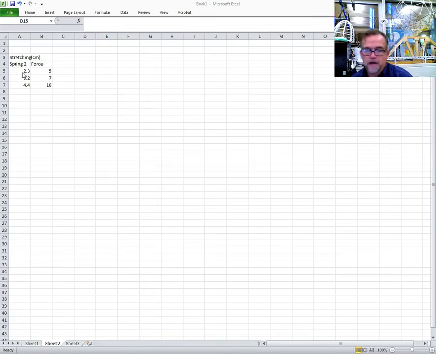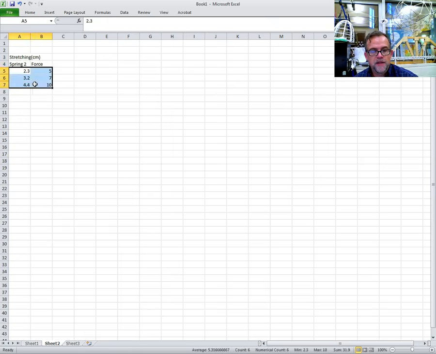Okay, so I'm gonna show you the results that I got for the Spring 2. PPT plus webcam. Okay, perfect. Here I have my Excel page here, and this is the stretching that I measured for the Spring 2, which is not a spring, you know that, right? It's just 2 rubber bands. So for a force of 5 Newton, I got a stretching of 2.3 centimeters. For a force of 7 Newton, I got 3.2 centimeters, and for a force of 10 Newtons, I got 4.4 centimeters.